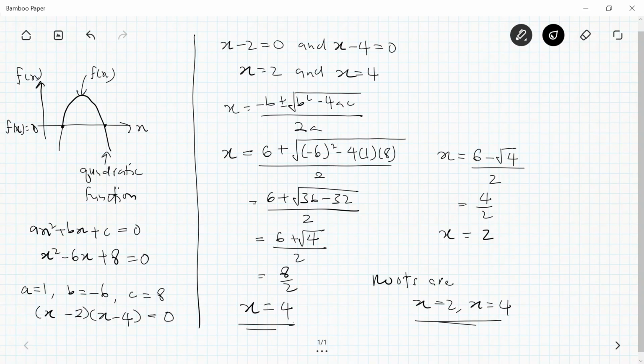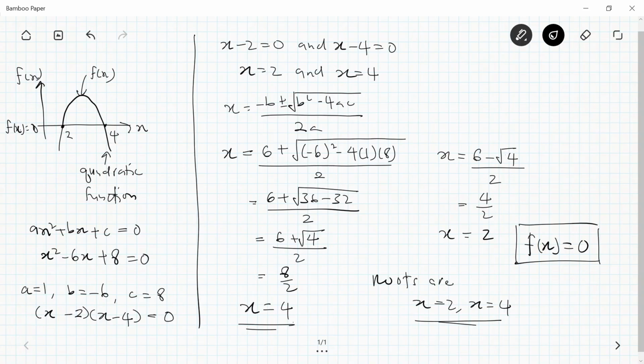So this is just a review. I think you should know this by now. It's straightforward. So this is what we meant by roots. We need to set f(x), in this case, f(x) equal to 0 to find the root. This is the requirement. Graphically, we see that this might be 2 and this might be 4, which are the roots.